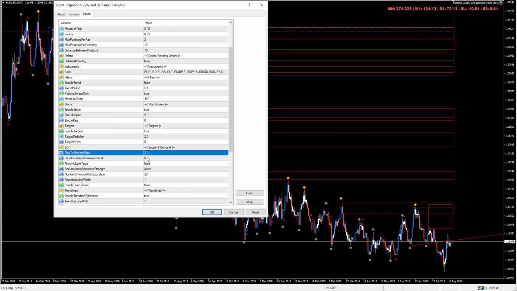Okay, and we have risk to reward, this is set to 2, and the price and balance period is set to 6. I just leave that, that's a pretty decent setting. Allow multiple tests, I'd leave this on false for the time being.